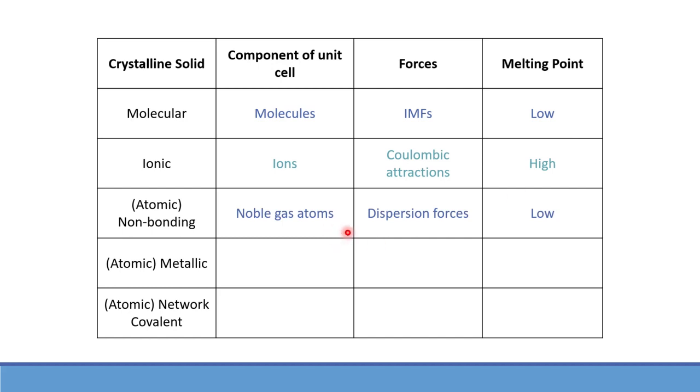Our atomic non-bonding crystalline solids are noble gas atoms. These are held together primarily by dispersion forces because they are single atoms that are nonpolar, that have no dipoles, no charges, and so they consequently have a very low melting point. They're all gases at room temperature.